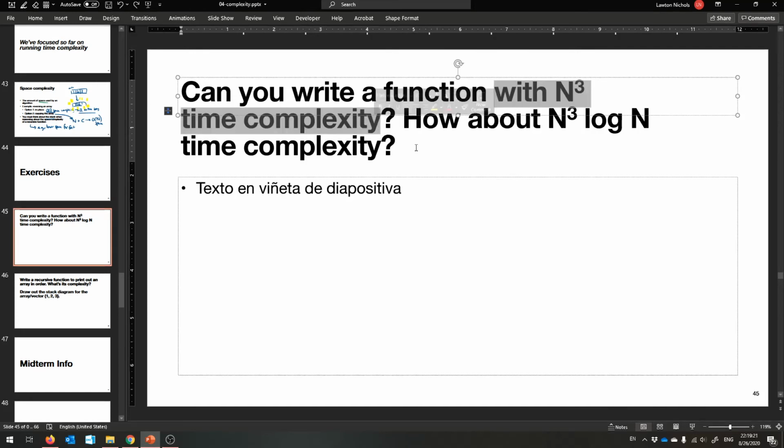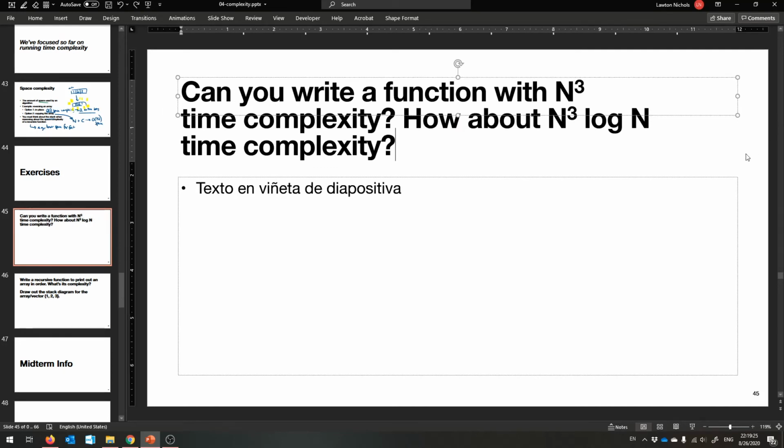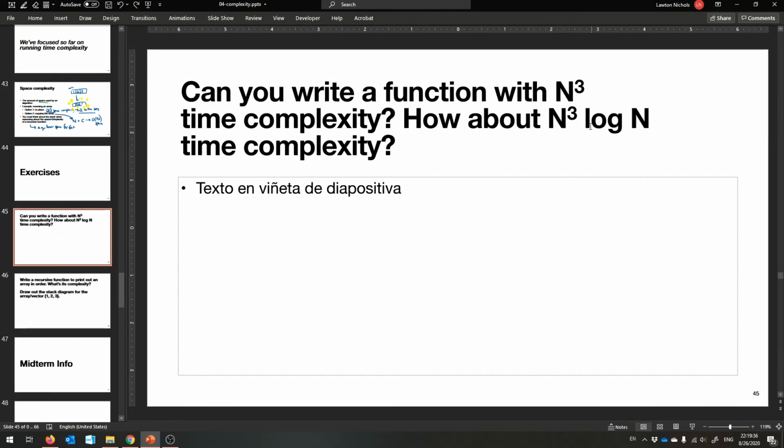I think n cubed will be easy for you. But how about n cubed log n? How can you do that? Somehow you need to multiply; maybe you can do some loop iterations, but inside of the innermost loop, maybe you can do a logarithmic thing, something like that. Try and figure out how you might make a function that has this kind of time complexity. That would be really helpful for you, I think.